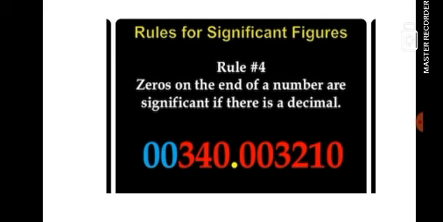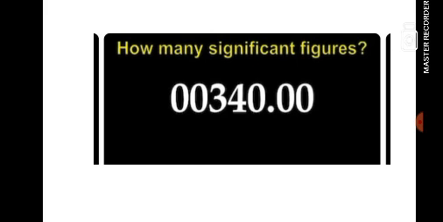Zeros at the end of a number are significant if there is a decimal, as I told you before. If there is a decimal, then the trailing zeros are considered significant. Okay, now this one I want you to guess how many significant figures are there in this number.